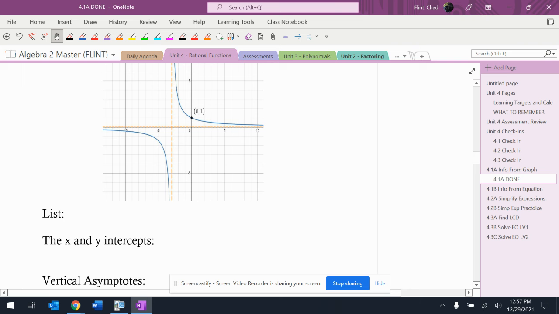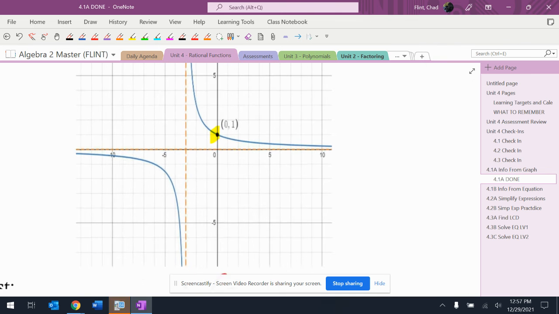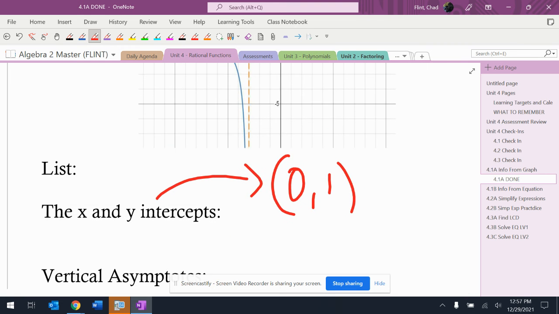All right. Well, if I look at this, there is a y-intercept right here, where it crosses the y-axis. So the y-intercept is (0, 1). Now, the x-intercept is a problem because if you look at this, there's a dotted line across there. But if you look at this graph as it goes off in that direction, it's not going to touch the axis either way. So there's no x-intercept, because the x-axis is an asymptote.